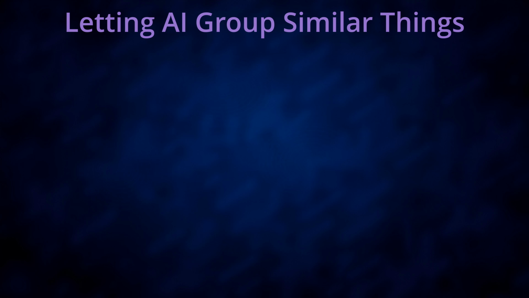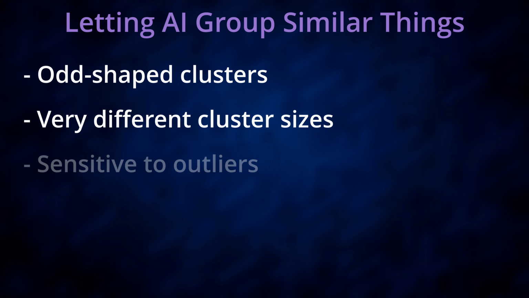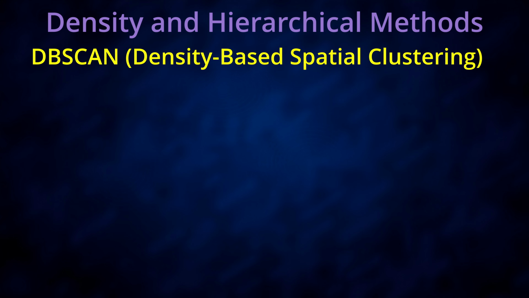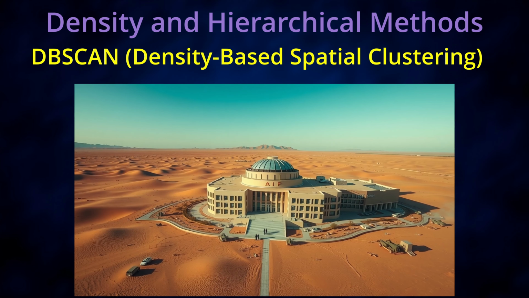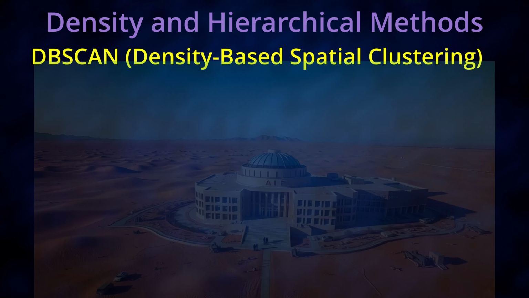When K-means struggles. Odd-shaped clusters. Very different cluster sizes. Sensitive to outliers. Enter more advanced algorithms. Density and hierarchical methods. DBSCAN, density-based spatial clustering. This algorithm discovers clusters based on density. It excels when clusters are weird, oval, or snake-like instead of round. Real-world use. Identifying GPS trajectory patterns, network traffic groups, or construction patterns in satellite images.